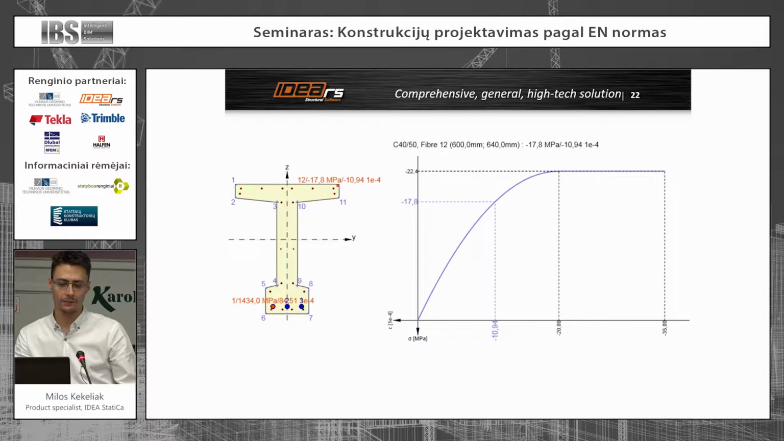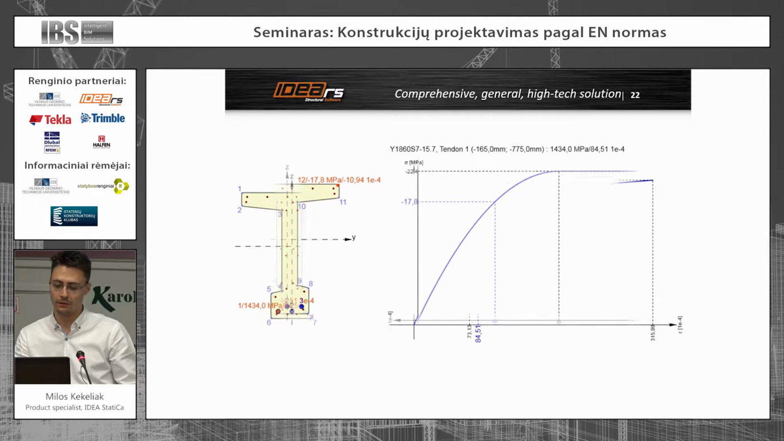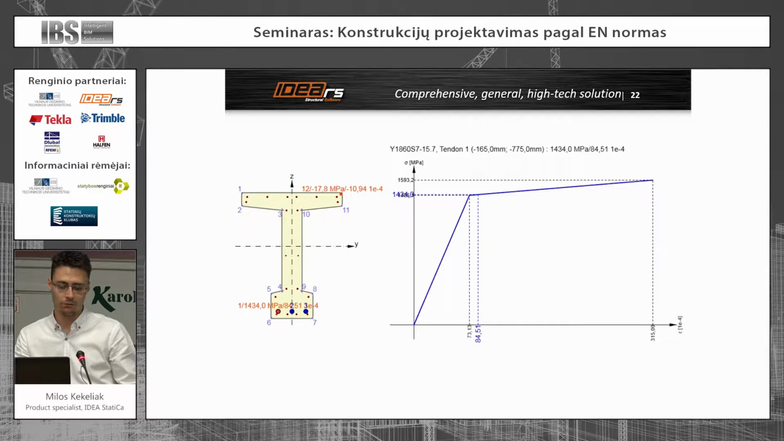As well, we can check each fiber of the cross section. Now there is selected the top right corner of the T section, that orange square, and we can see the actual state of concrete at that point. So we can see the stresses and corresponding strain in that fiber. The same action can be done for pre-stressing tendons, which is now selected at the bottom one on the left side, and as well we can see the actual stress-strain relation of this tendon, which is on the plastic branch.